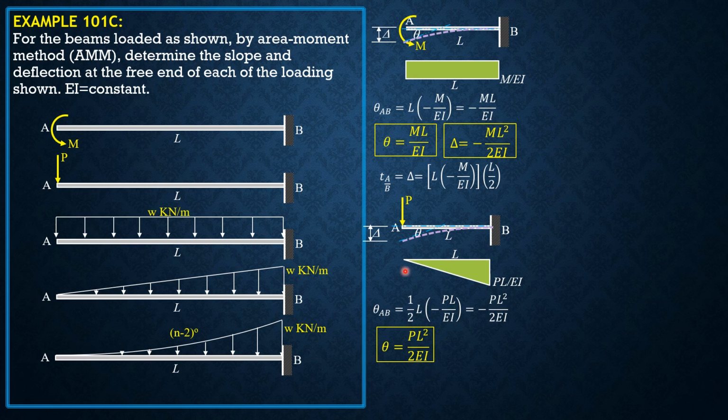Then for the deviation of A relative to the tangent at B, because the reference tangent at B is horizontal, that deviation is automatically delta. So it is 1/2 of L times negative PL over EI, times the moment arm of the centroid of the area from the free end A, which is 2/3 of L. Cancel out 2, so delta is equal to negative PL cube over 3EI.